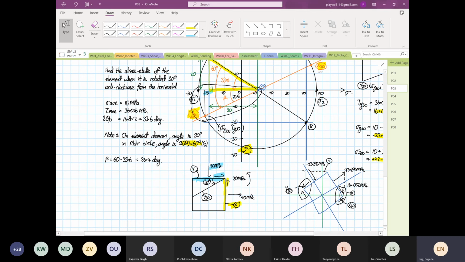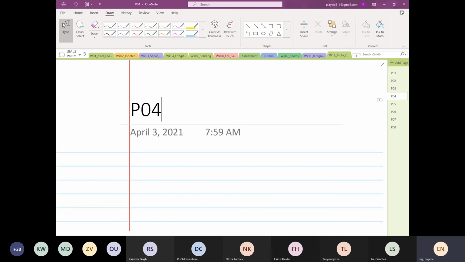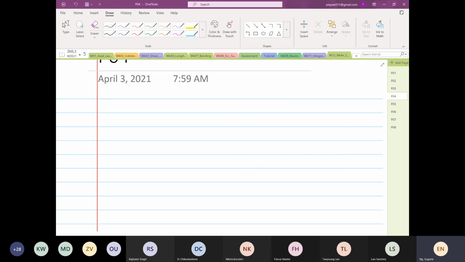A lot of times in this course we start at 2D Mohr Circle, but 3D Mohr Circle is just as important. So let's go for 3D Mohr Circle.